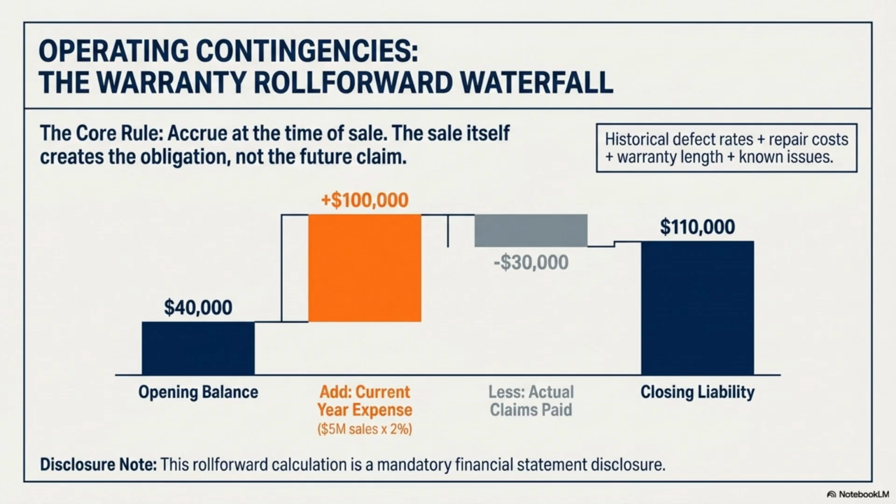The roll forward itself, showing opening balance, current year expense, claims paid, and closing balance, must appear in the financial statement footnotes. It is a mandatory disclosure. Reassess your warranty estimates at every reporting date. If actual claim experience diverges from your historical rate, update the estimate prospectively and disclose the change.